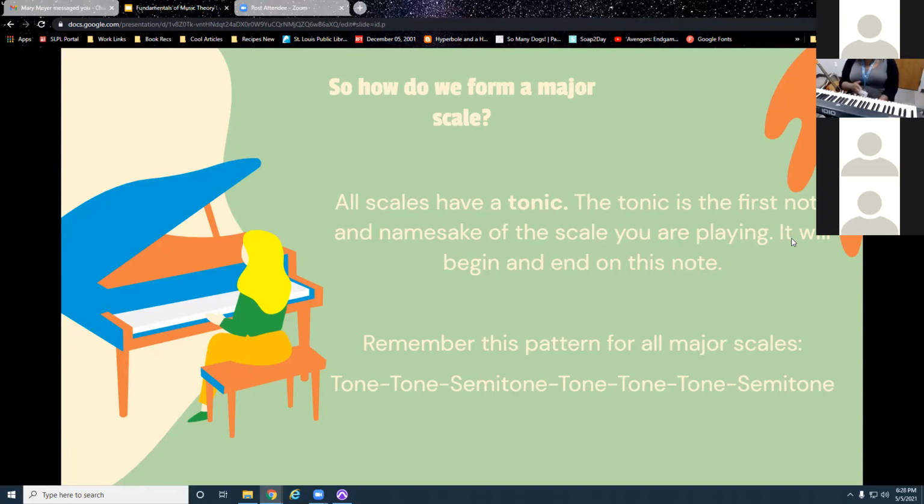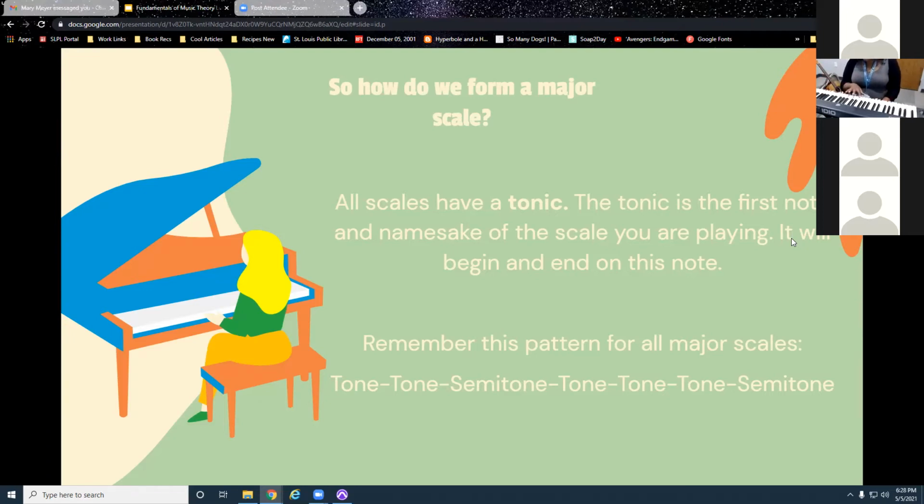So you can pick any note to start on. And that's the pattern that you'll do. And that's the whole scale. So tone, tone, semitone, tone, tone, tone, semitone. The C major scale is obviously the easiest one to look at and visualize because you're not having to worry about the black keys, but the concept applies to all of the scales.